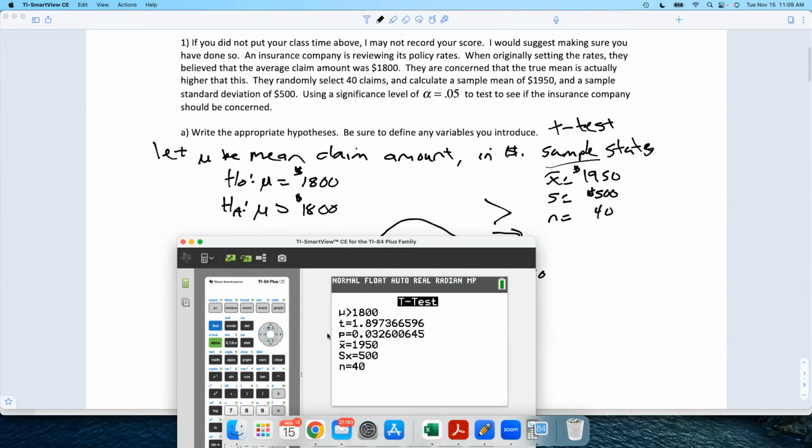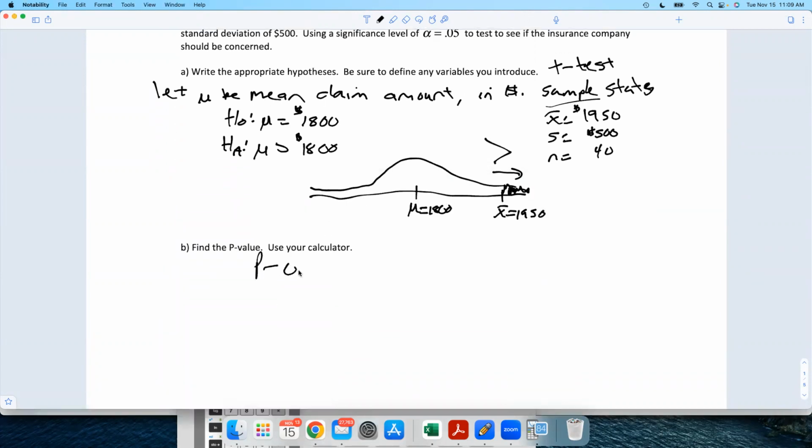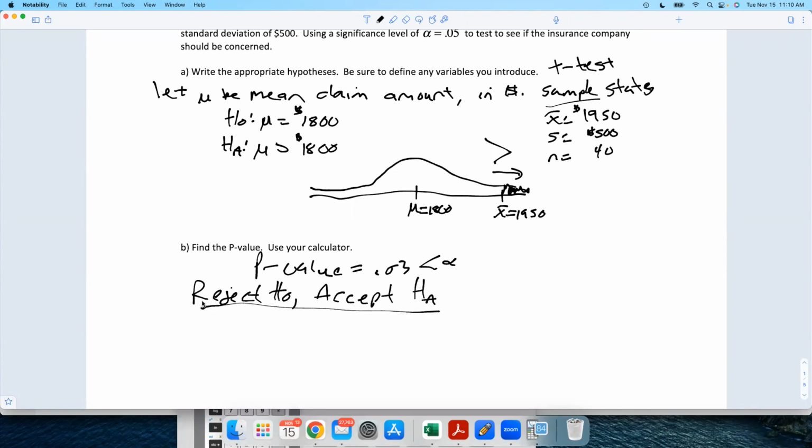If the question asks you for the test statistic, that's your t-score right there. This question doesn't ask for it. We want the p-value, 0.032. So my p-value, 0.03. My alpha was 5%. That's less than alpha. Less than alpha, you always do the same thing. Reject the null, accept the alternative. Writing this statement is the second most important part of the problem.